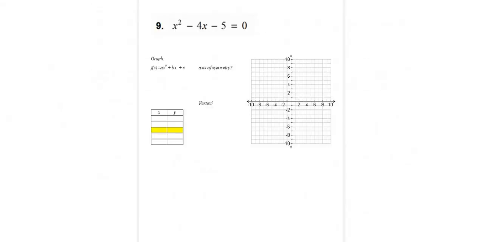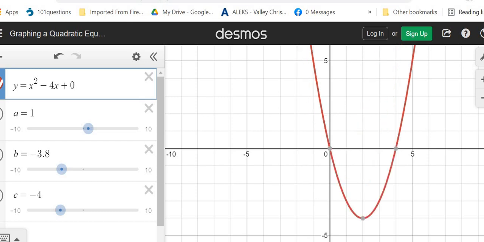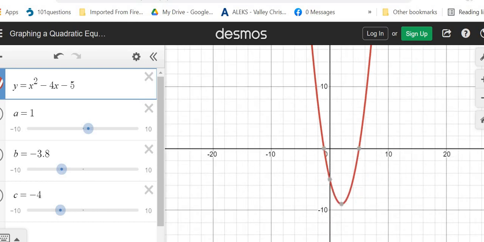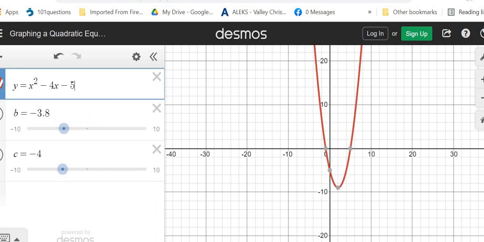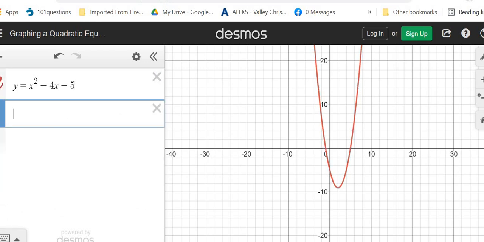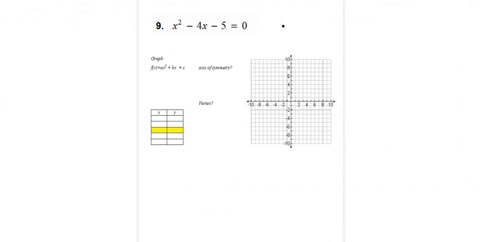Let's do another problem like this. I'm going to first put this in that Desmos program so you get a glimpse of how it's done, and then we're going to do the math kind of backwards just so you can see this. So we're graphing x squared minus 4x minus 5. There's your basic graph. Now we're going to use this kind of as a guide so you can see them both here and how they work.